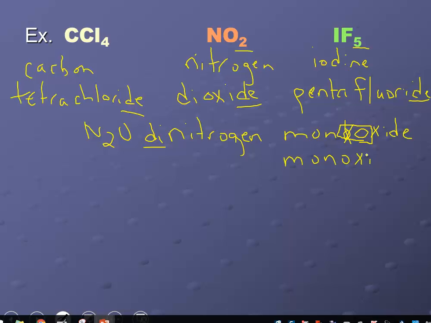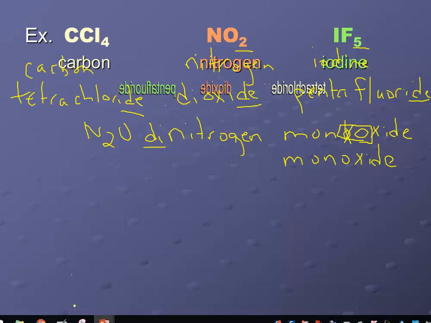monoxide instead of monooxide. So the name of this compound is dinitrogen monoxide. That's it. That's all you do with these covalent compounds. Again, we are only going to be working with binary ones, so we're only going to have 2 elements in the ones that we're going to be naming. Okay, and then there are the answers there.